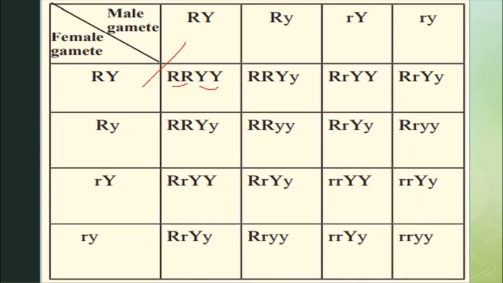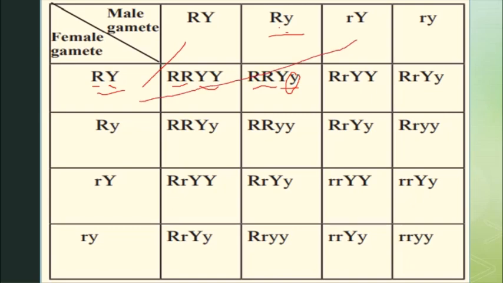Next, we will make a cross between this one and this. So what do we get? We get two capital R's, this one and this one. So we get two capital R's here, and we get one capital Y which is here and one small y which is here. So we get one capital Y and one small y. Now as this y is a recessive character, again it will be a rounded yellow seed only.